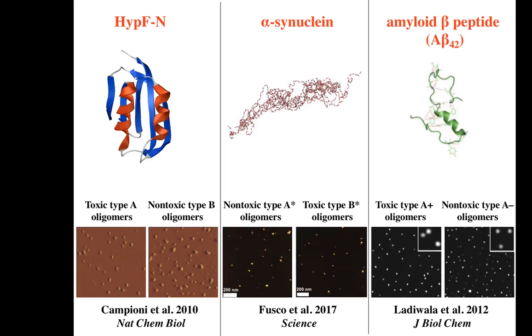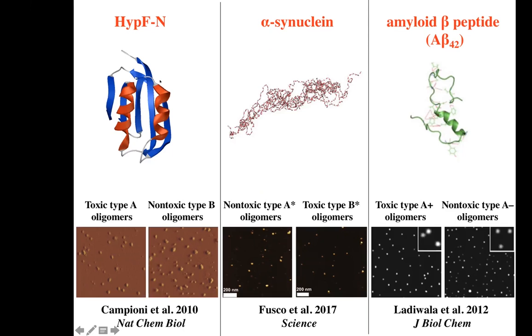And this is very advantageous, because we can clearly start a comparative study between these two species and try to understand why only type A oligomers are toxic, why only one type is toxic and the other one is not. So what is special about these toxic oligomers? Why do they cause cell dysfunction, and why do the others not? And we can just start a comparative structural and functional study.